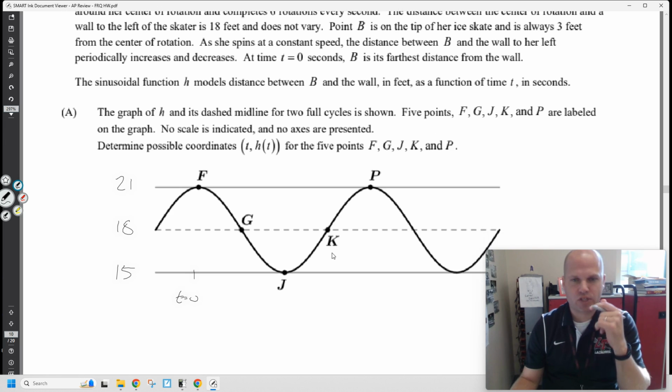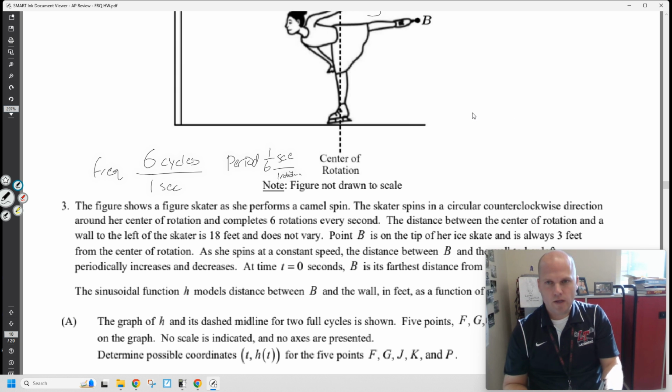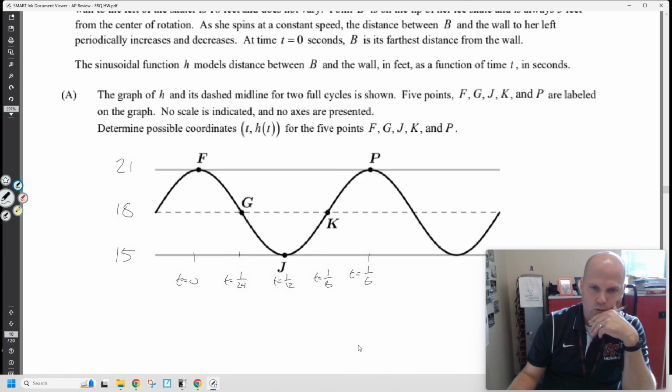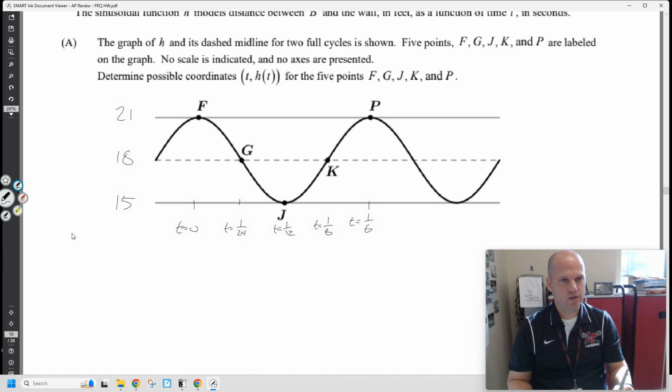A sixth of a second per rotation means this is 1/6. If the period is 1/6, multiply that by 4, you get 1/24 is your step. This will be 1/24 of a second. This will be 2/24, please simplify. This will be 3/24, please simplify. 1/24, 1/12, 1/8, 1/6. All right, now we've got points.